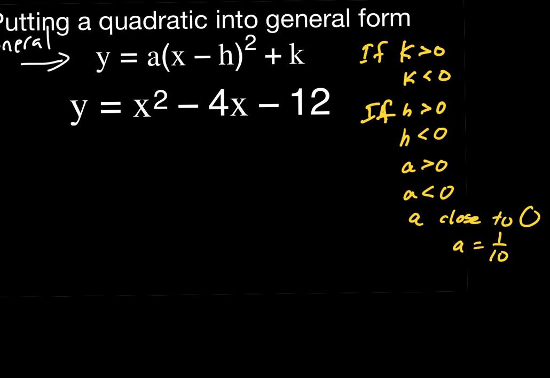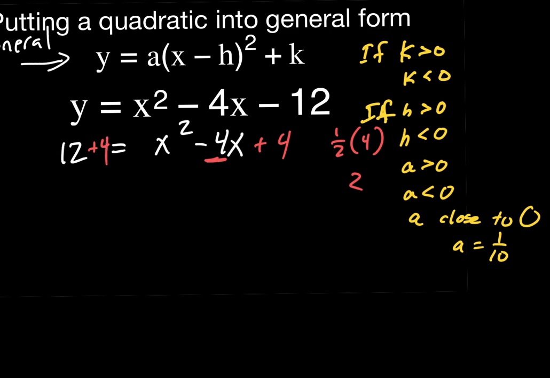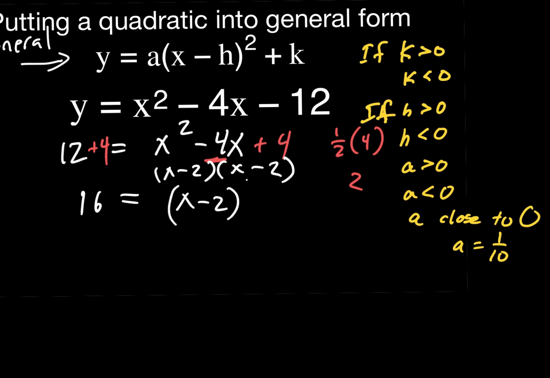But now, in order to get this into general form, we are going to, you guessed it, complete the square. I'm going to add 12 to both sides, so I get all my variables by themselves. I take that middle variable number, that 4, right here. I'm going to take half of 4, which is 2, square it, and add it to both sides. I will have 16 equals, and now I'm thinking, how does that factor? X minus 2, X minus 2, X minus 2 squared.